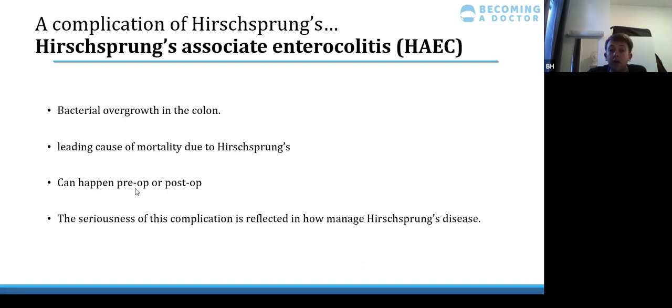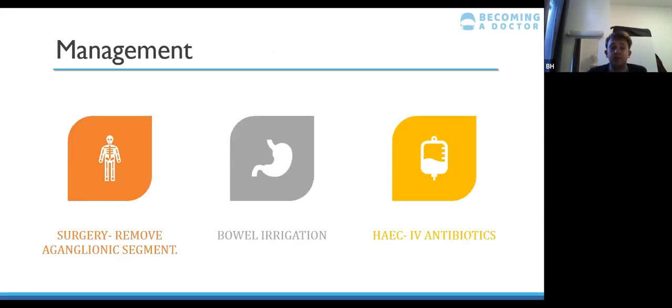There are certain risk factors for those who get it. Pre-op, they include Down syndrome, a delay in diagnosis, and a really large aganglionic segment. Post-op, they include people who had it pre-op, and also those who have obstruction for some other reason. This is a really serious complication, and so it affects the way we manage patients.